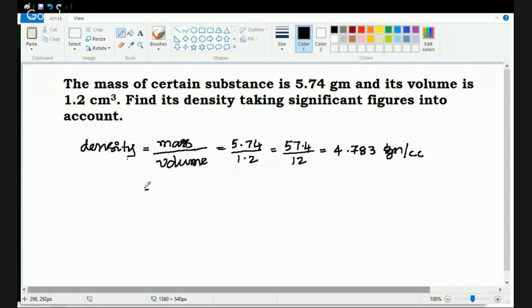But you must round off your answer to totally how many significant digits? Only to 2. So is the answer coming to 4.8? Is it not, my dear? That 8 is greater than 5. Add 1 to the previous number. So it is 4.8 grams per cc. Am I right? That is the answer for this.